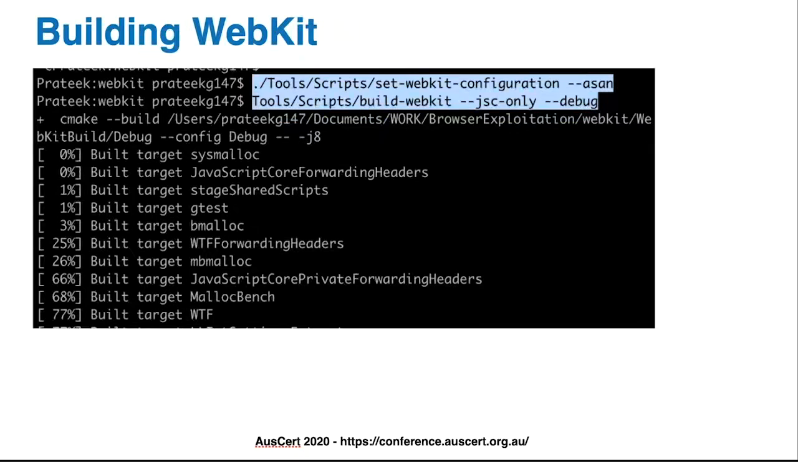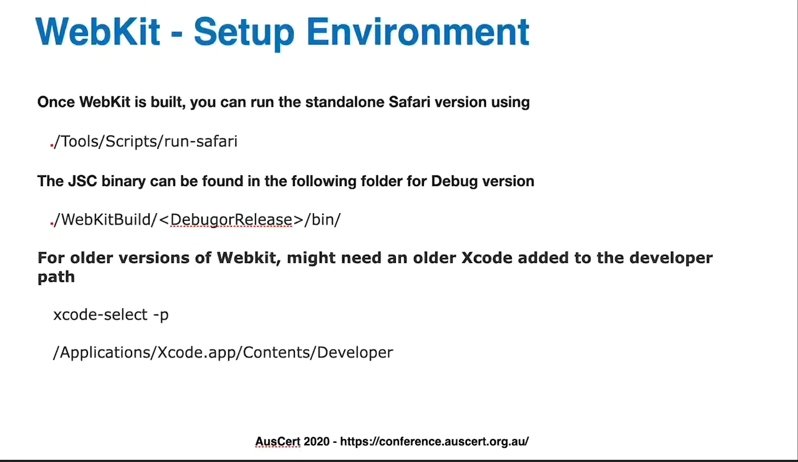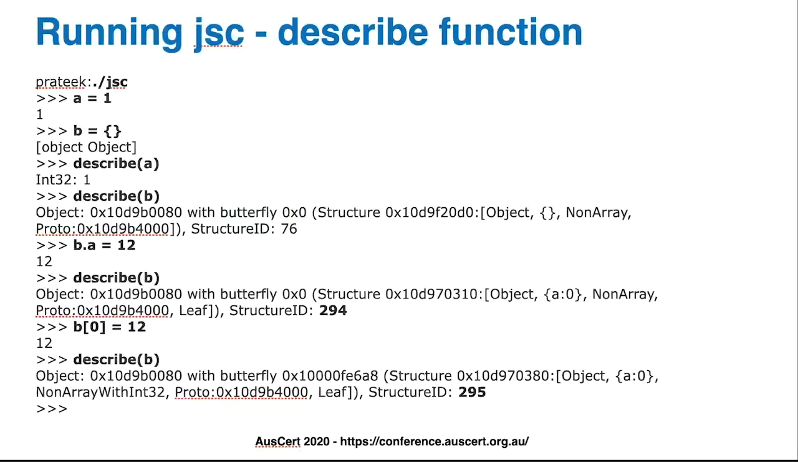So these are some instructions on how you can build. In this case, I'm setting the WebKit configuration to support address sanitizer and then building it with the debug flags, and also only building the JavaScriptCore component. Once WebKit is built, you can run it using the following command. In JavaScriptCore for the debug build, you have something called a describe function, which, as you can see here, gives you the address of that particular object. This is a very useful function which we will look at in the coming slides.